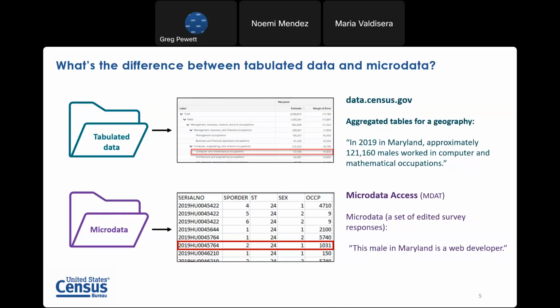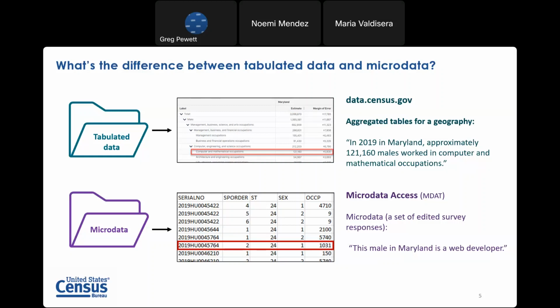So for example, the data highlighted in the data.census.gov table, which is on the top portion of the slide, provides an approximation of how many males worked in computer and mathematical occupations. Now, again, this data can still be very useful, but depending on the needs of the data user, they may want to get a little bit more granular. So that's where the Microdata Access Tool comes in.